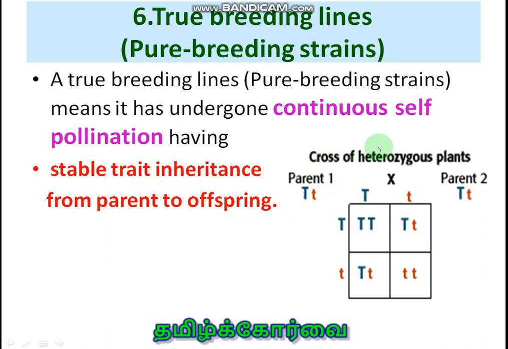Now please observe this cross of Mendel, the monohybrid cross. The F1 generation is self-pollinated, capital T, small t versus again capital T, small t on the female side. We get three types of genotypes. Please take note of it here: capital T, capital T; capital T, small t; and small t, small t.